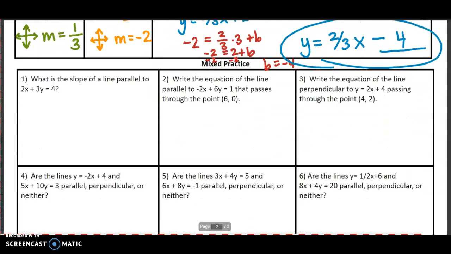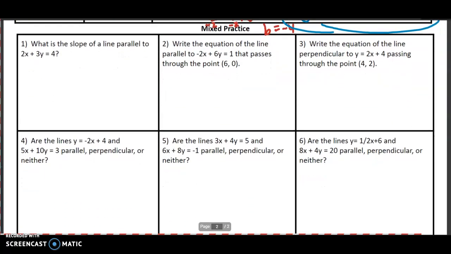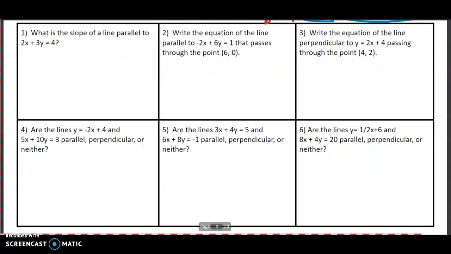Okay. Now you got some mixed practice, so go ahead and try these 6 on your own, and then submit your answers in your Edpuzzle. All right, I hope you have a great day.